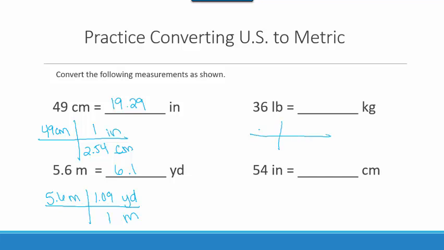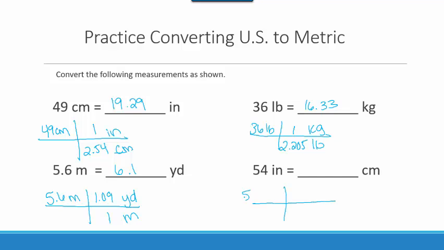This one I would put 36 pounds at the bottom, kilograms at the top. When you're looking at your conversion, it's got 2.205 pounds is 1 kilogram. So I would end up dividing these two, and I would get 16.33 kilograms.